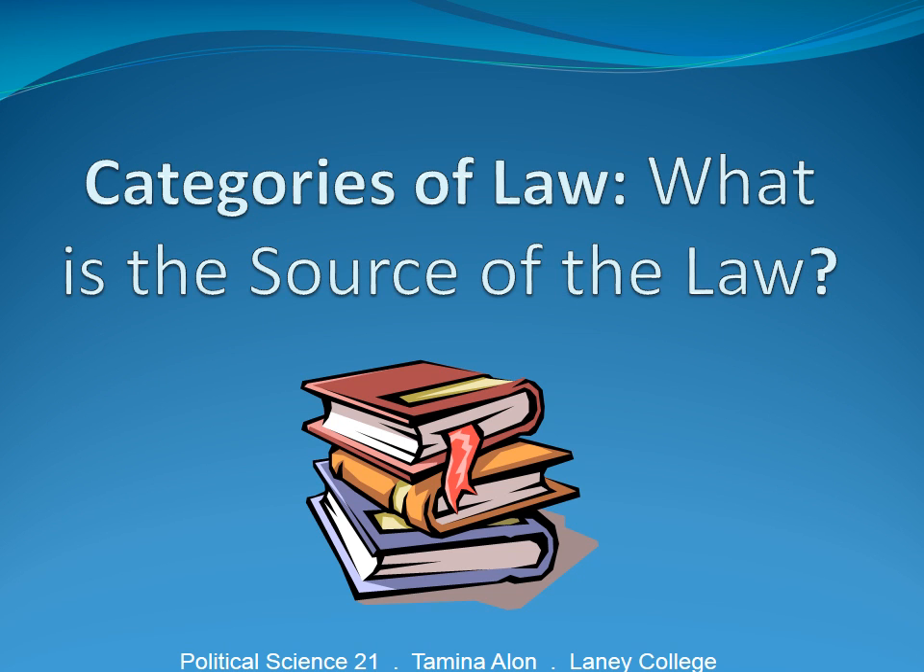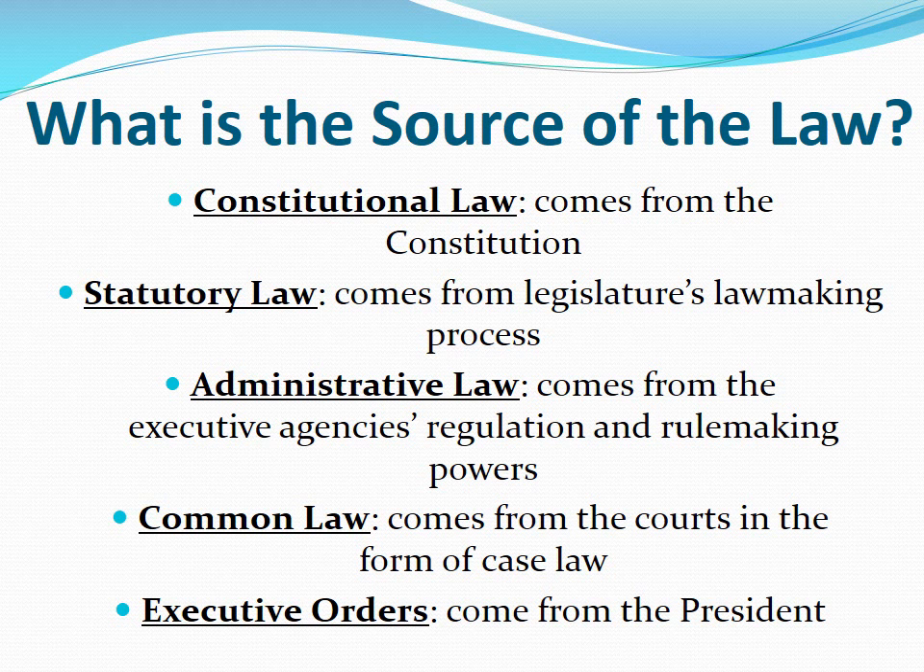Categories of law. What is the source of the law? In this section, we're going to review 5 different sources of law. Constitutional law is law which comes from the Constitution itself. Statutory law is law which comes from the legislature's lawmaking process.